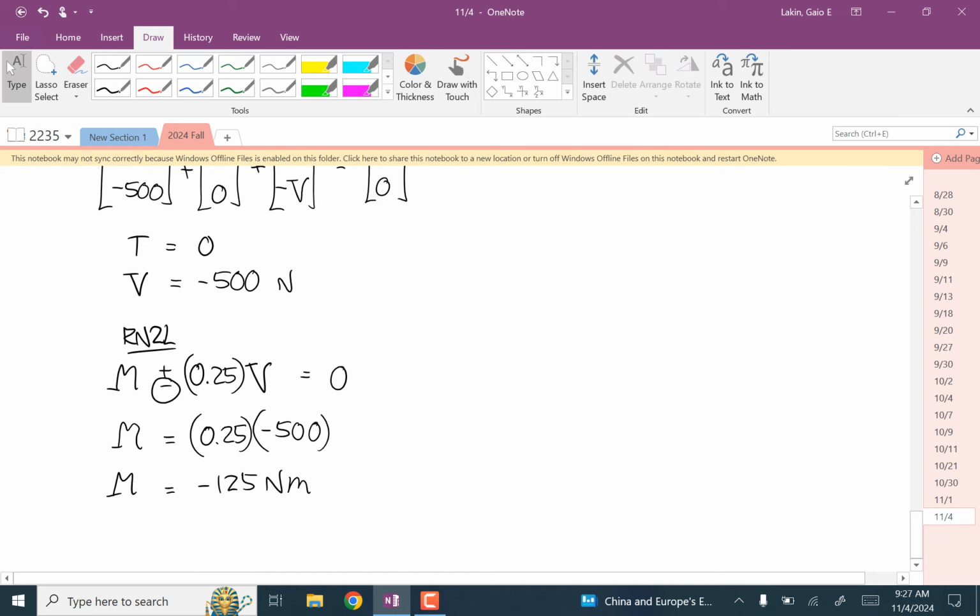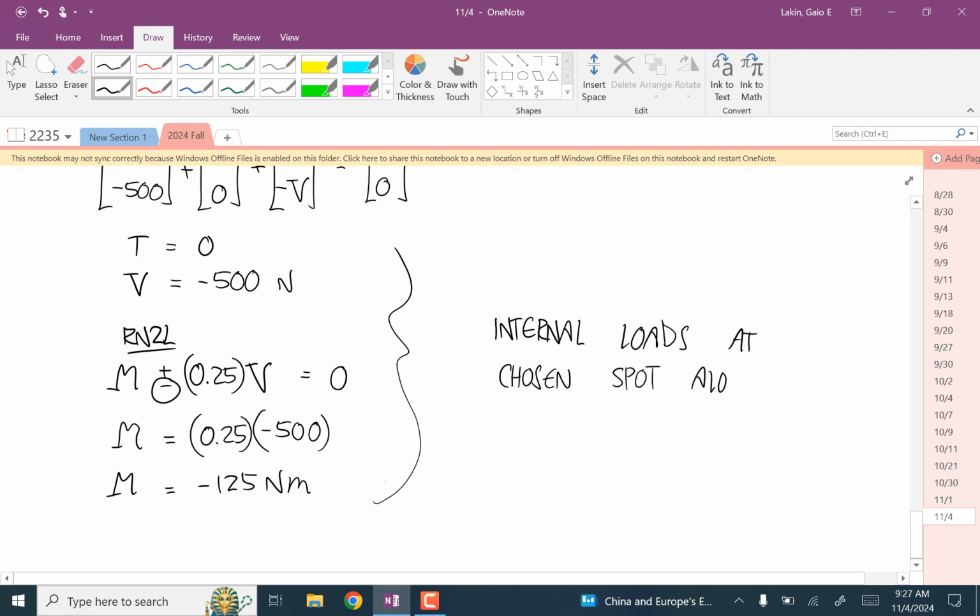So these are the internal loads at the chosen spot on that beam, along the beam.